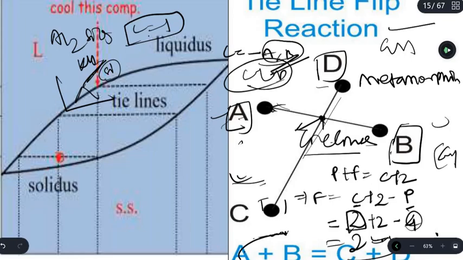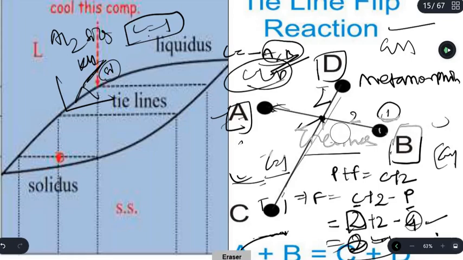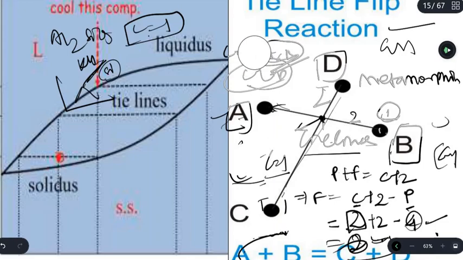Clear? So same C and D are the different component, the phase will be 4. Sorry, यहाँ पे phase 2 होगा, यहाँ पे phase 2 होगा. That means phase will be 4, component will be, यहाँ पे component 1 है for this and for this chemical component will be 1. So 1 plus 1, 2. Clear? Degree of freedom will be 0. Clear है या नहीं बताओ?